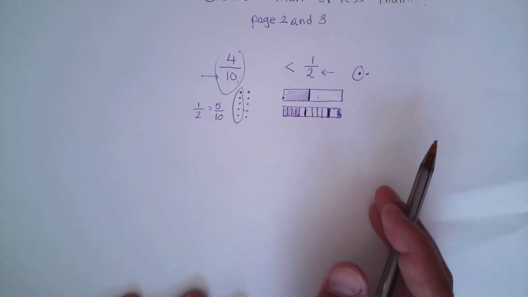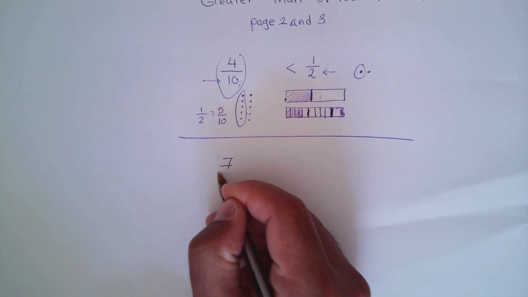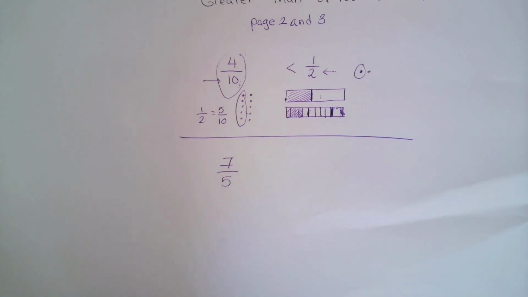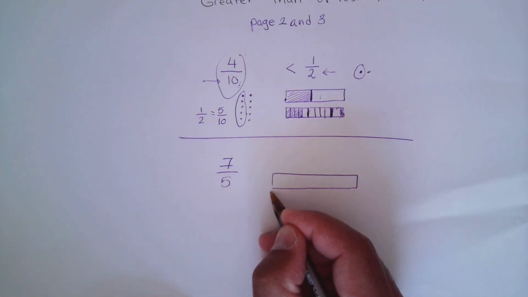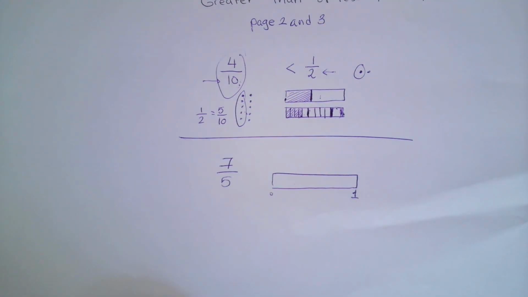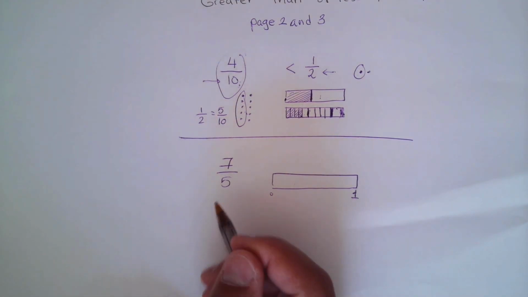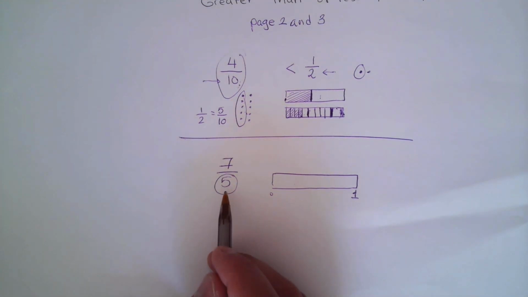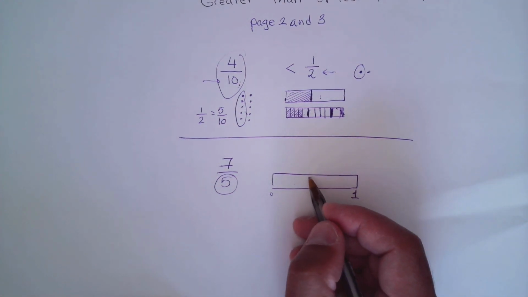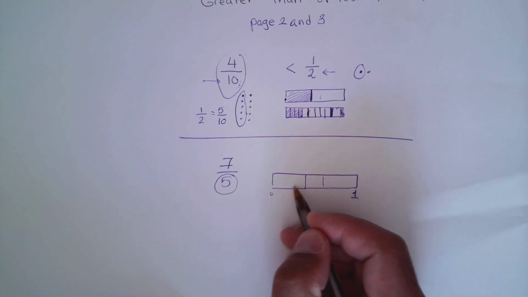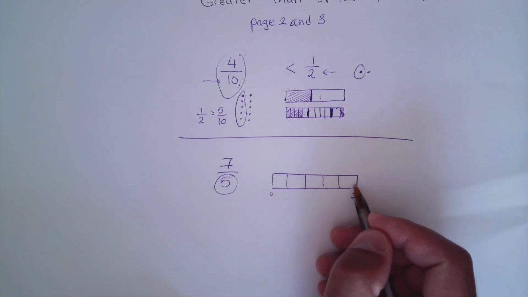So if we have a different fraction, let's say we have 7/5, remember to always go to your understanding of what fractions are. Fractions all belong to a whole, okay? That whole goes from 0 to 1. Now, is it in one part or multiple parts? That's what the denominator tells us. The denominator here tells us that the whole is made of 5 parts. So I'm gonna draw 5. So 1, 2, 3, 4, 5.